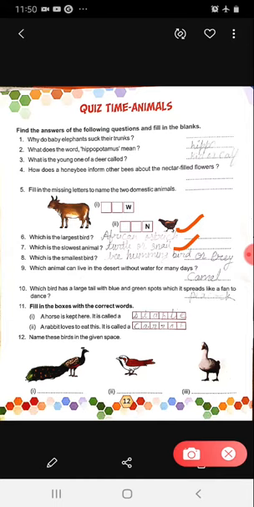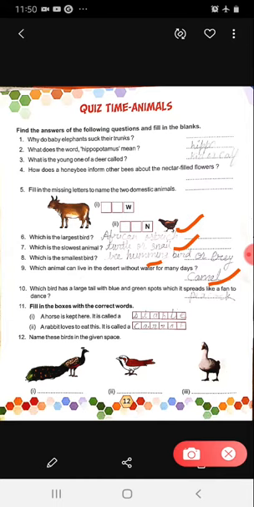Now the next one is, which is the smallest bird? सबसे छोटा bird किसको कहते हैं? तो humming bird. Now the next, which animal can live in the desert without water for many days? So camel. Camel is the animal that lives in the desert without water for many days.